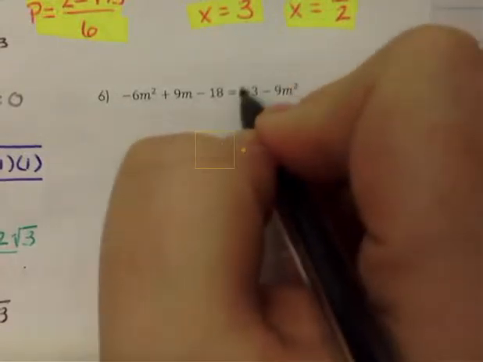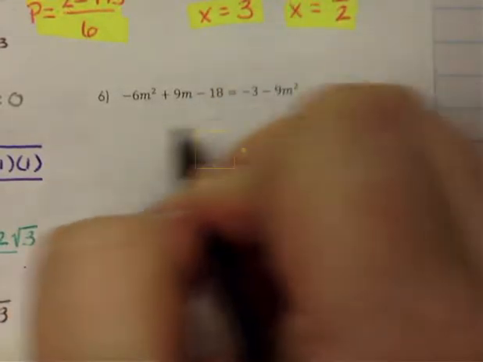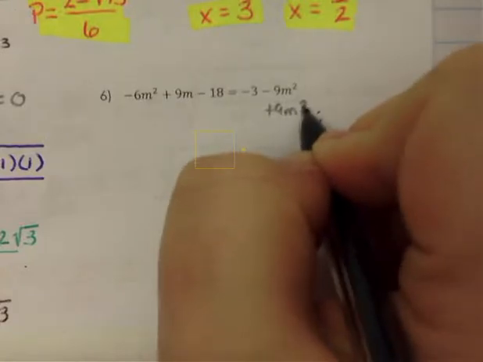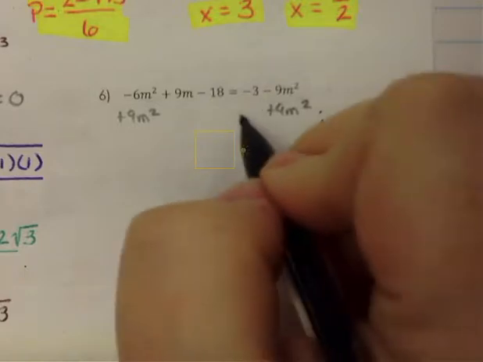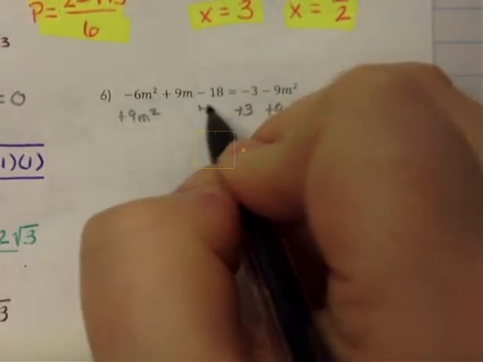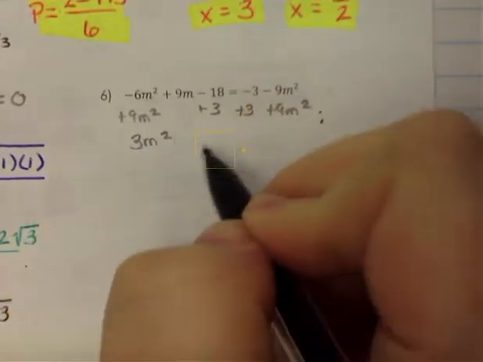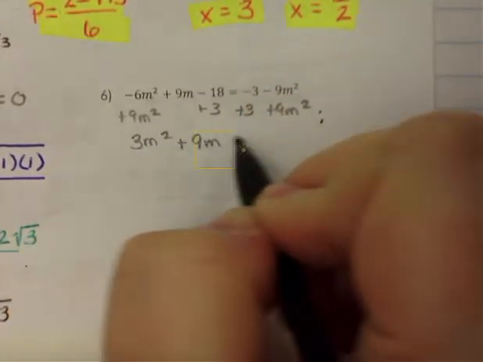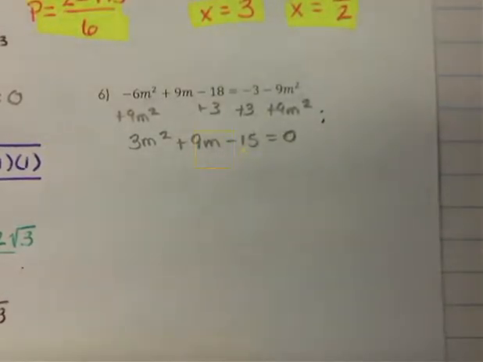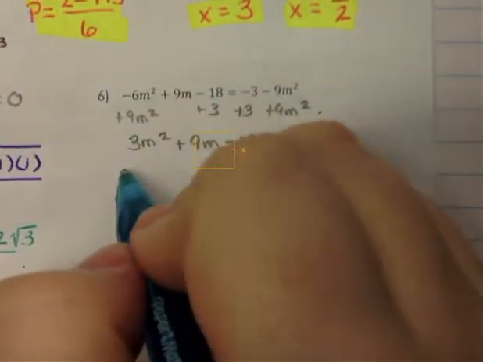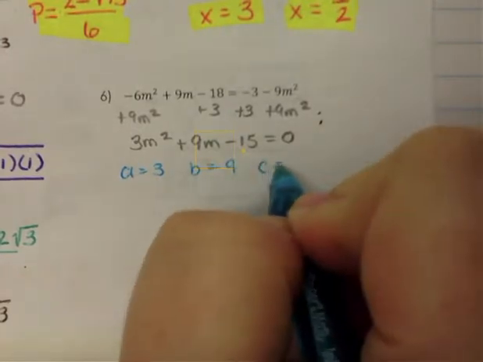So that means we want to move this side over to here. So we're going to add the 9m squared over here. So we're moving the right-hand side over. That also means we're going to add the 3 to the constant. So we're going to have a positive 3m squared, a positive 9m, and a negative 15 is equal to 0. Now it's in standard form, and your a value is positive. So a is equal to 3, b is equal to 9, and c is equal to negative 15.